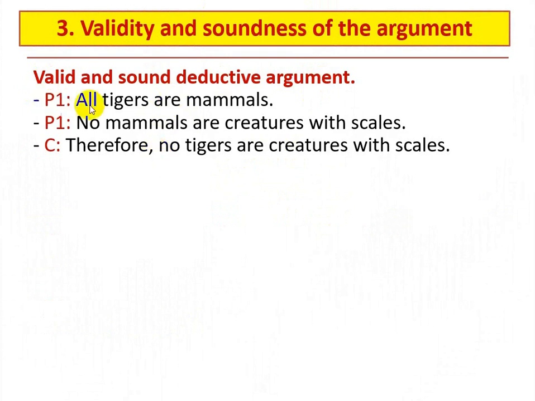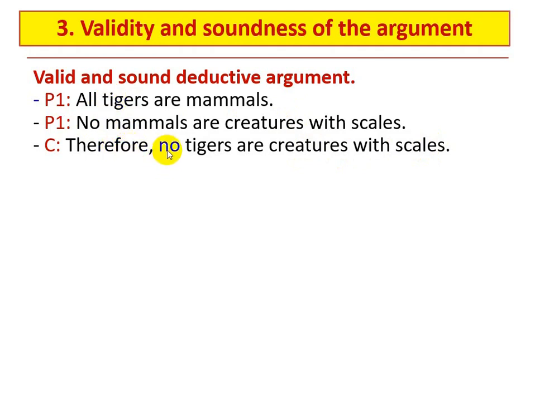When we say in premise 1, all tigers are mammals, and in premise 2, no mammals are creatures with scales. Take care here. All tigers are mammals. No mammals are creatures with scales. Therefore, in the conclusion, no tigers are creatures with scales. This argument is valid. Why? Because the truth of these premises will lead to the truth of the conclusion.